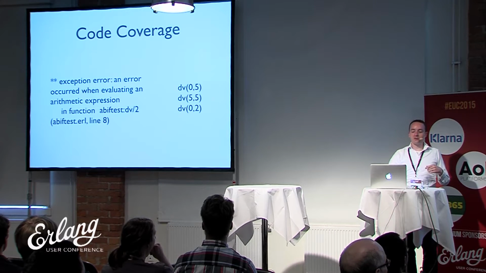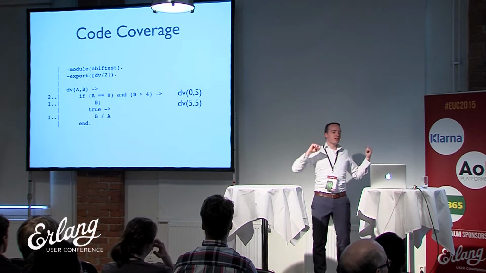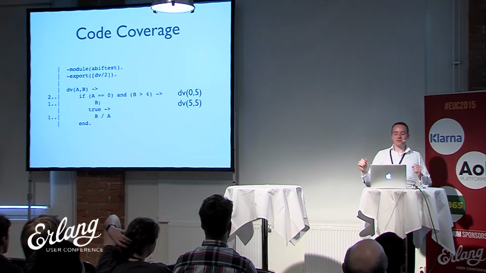If we call this with 0 and 2, A is equal to 0, but B is not greater than 4, so that AND is false, so then we're going to do the bottom block, and then you get a divide by 0, and that's really bad.